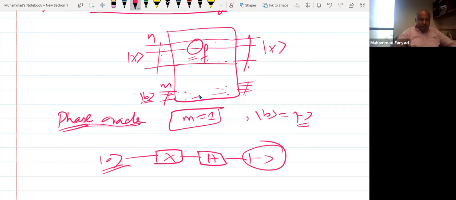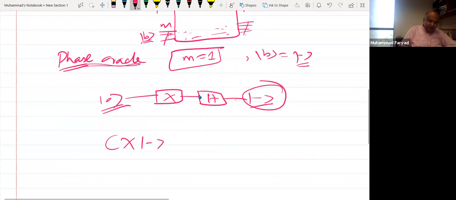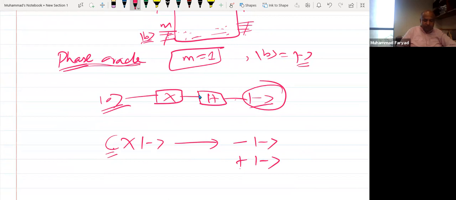And the reason is this: when we perform some CX operation on this minus state, it transforms into either the minus state or plus, depending on the control. If control is 0, you get plus. If control is 1, you get minus, which is equal to minus 1 raised to the power of some function f of x, times minus. So you see, this operation is appearing as a power of minus 1. That's why it's called a phase oracle.